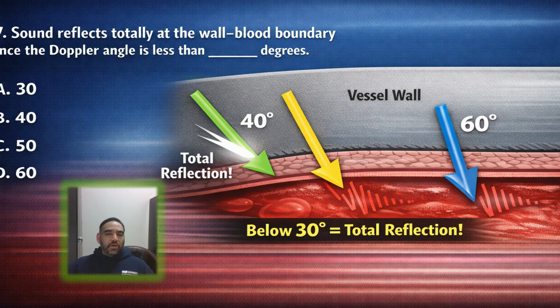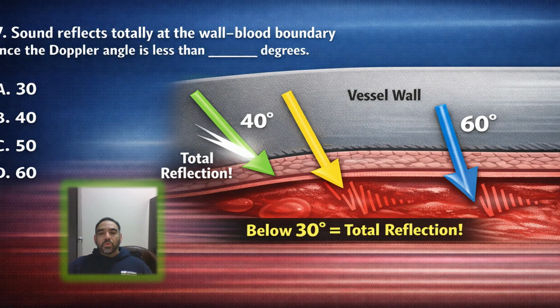For a visual intuition, think of skipping a rock on water. Very shallow angles reflect, skipping, right? Steeper angles, it enters the water. Ultrasound behaves similarly at tissue interfaces. Below about 30 degrees, the behavior of the beam is more like that of the shallow skipping. It reflects rather than transmits.